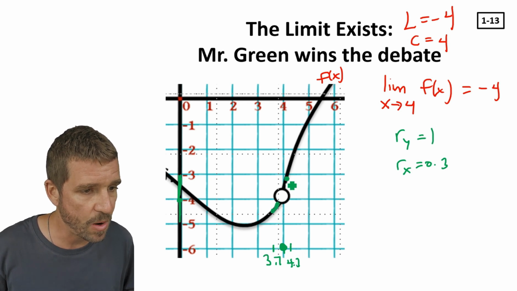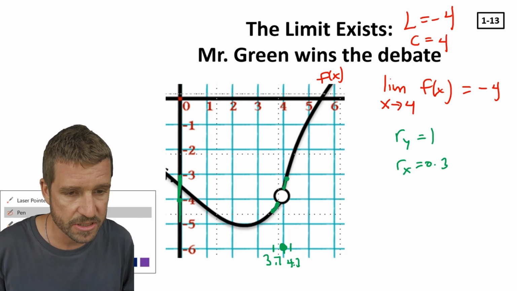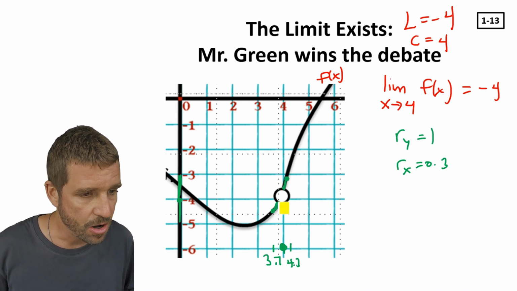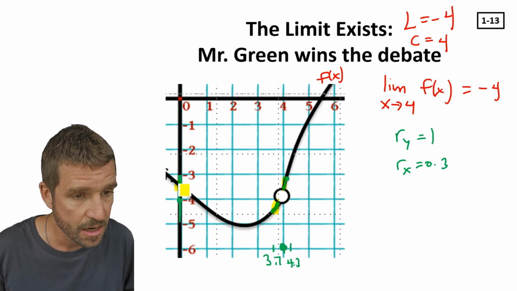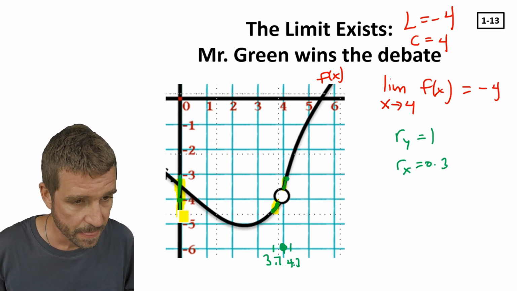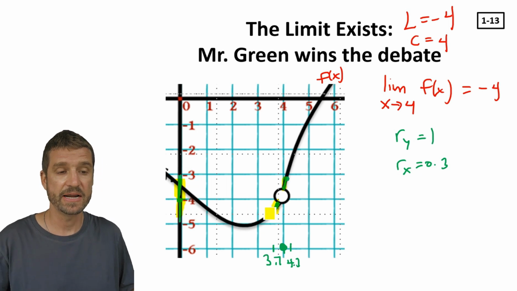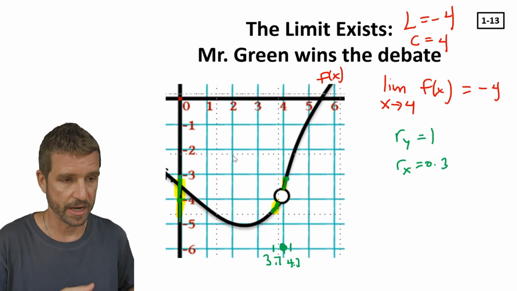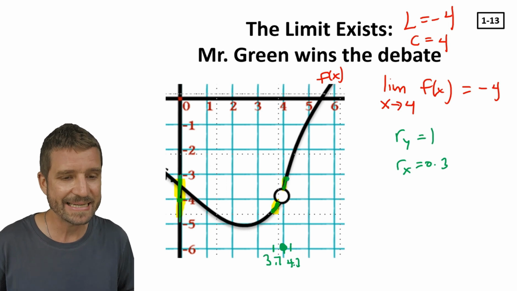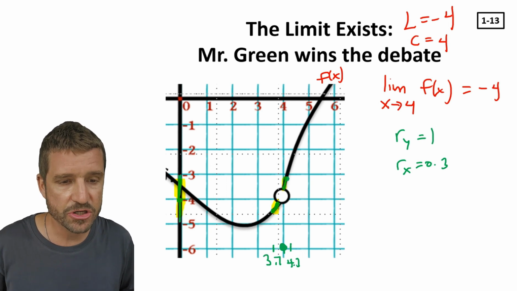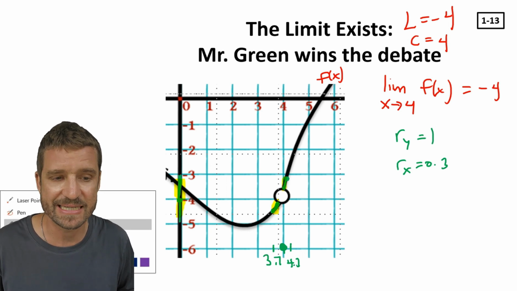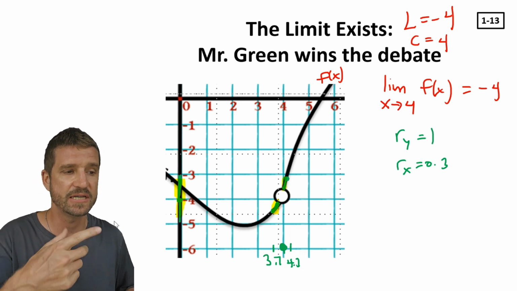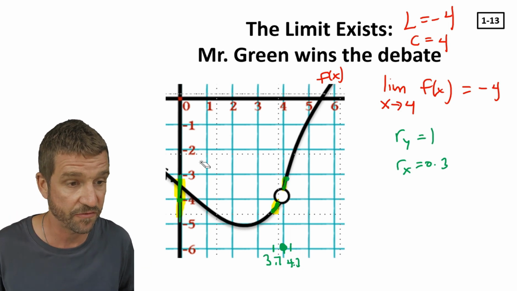Well, look at all of these y values between, I'll use a highlighter here so you can really see it. So all of these y values between 3.7 and 4.3 are within -3 and -5. So far so good, okay? So far it's looking like the limit exists, but of course, Mr. Red is not fully convinced yet, so he wants to make it a little bit more difficult for Mr. Green.